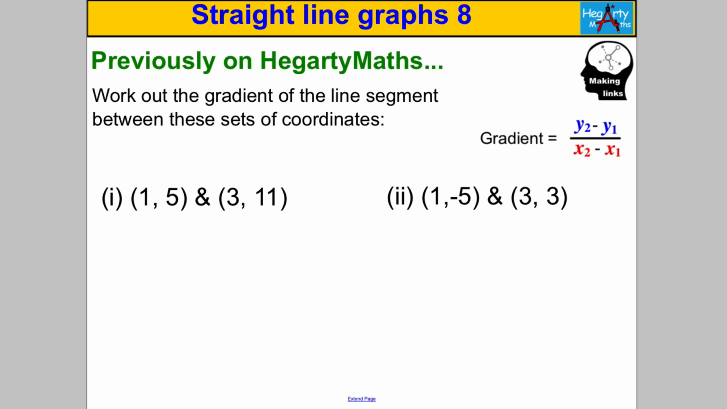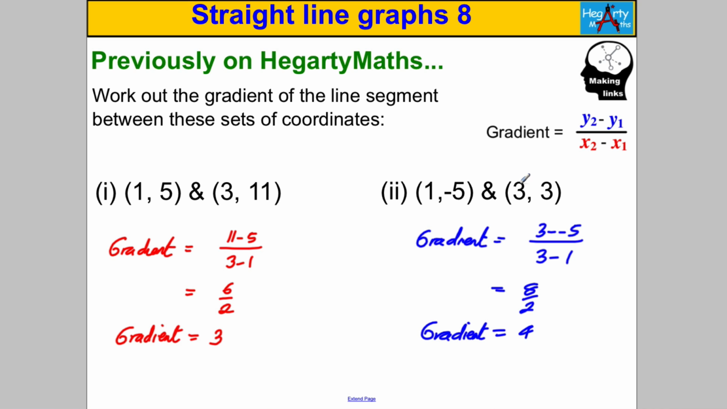Okay, first things first, you need to be able to work out the gradient of a line segment which has two endpoints given as coordinates. So we've done that skill previously. I want you to pause the video and work out the gradient of the line segment with these endpoints and the line segment with these endpoints. Okay, hopefully you got the following. You should have got for the first one a gradient of 3 and for the next one a gradient of 4. That's going to be an absolutely crucial skill for this particular video, so make sure you go back and sort your building blocks out if you don't know how to work those out.